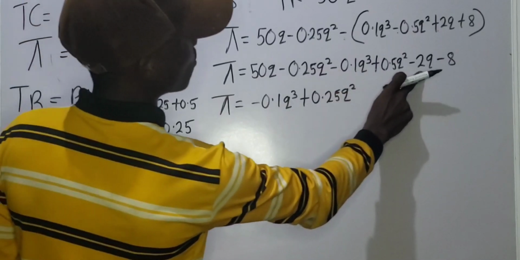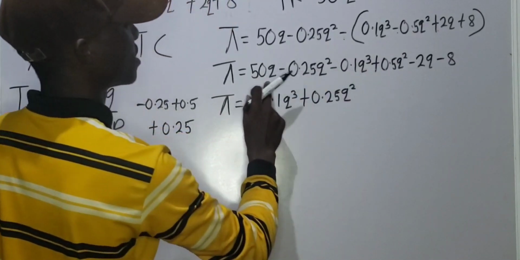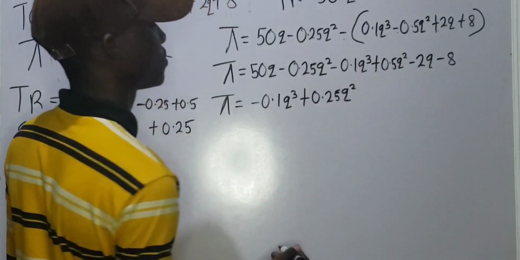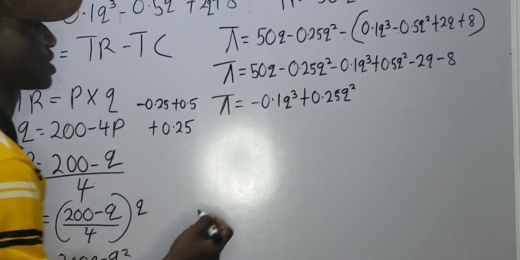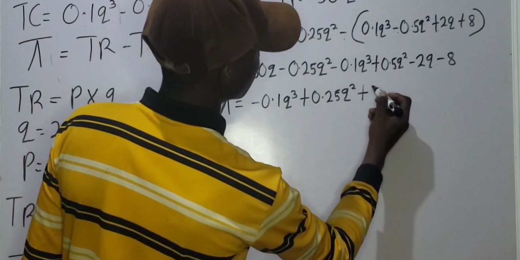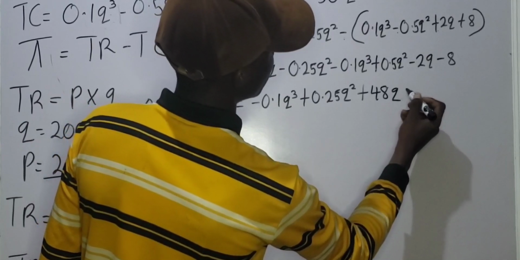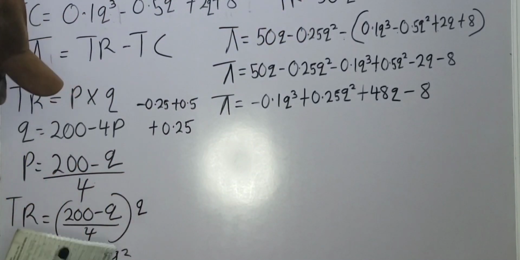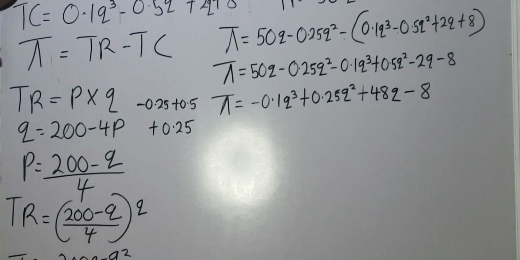We have another parameter that we can add. We have 50q and negative 2q. That will give us 50 minus 2, that is 48. So I'm going to have plus 48q minus 8. Do you understand how I got this?